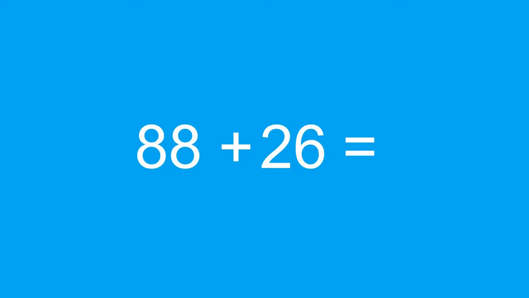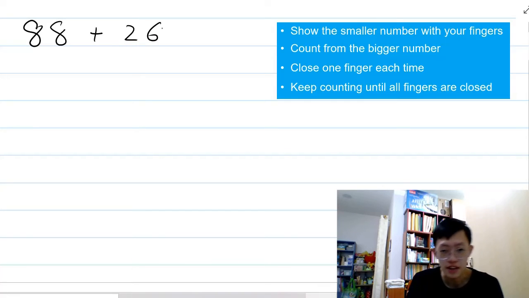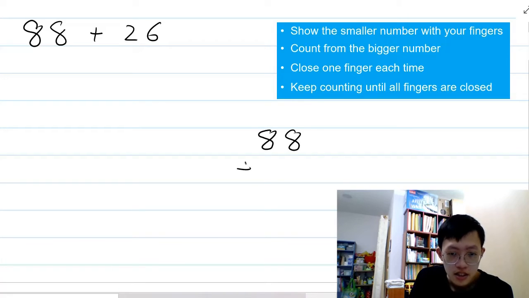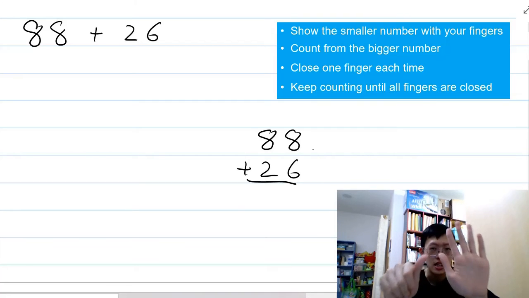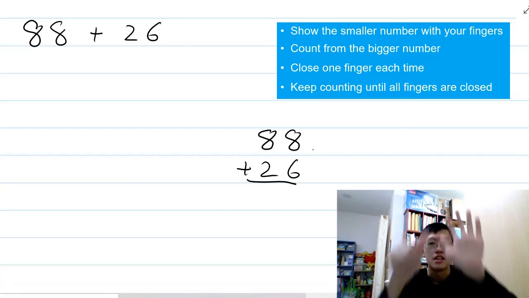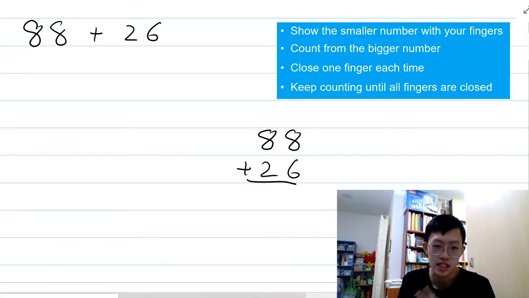What is 88 plus 26? Okay, finally we have 88 plus 26. Again, we have to use our column working. So let's just do that. 88 plus 26. Start from this column. Okay, 8 plus 6. So show 6 in our hands and we count from 8. 8, 9, 10, 11, 12, 13, 14. So 8 plus 6 is 14.